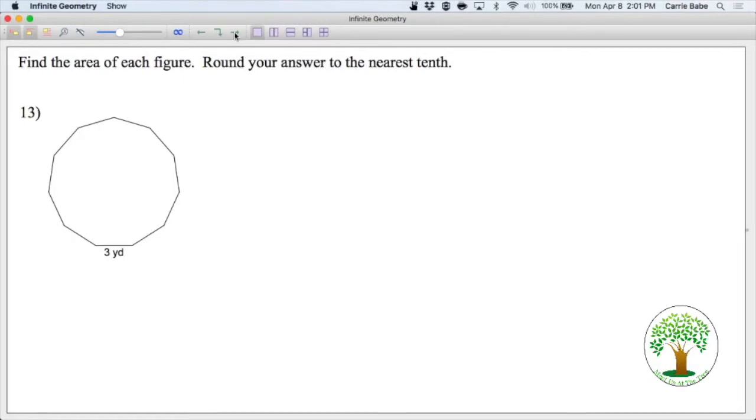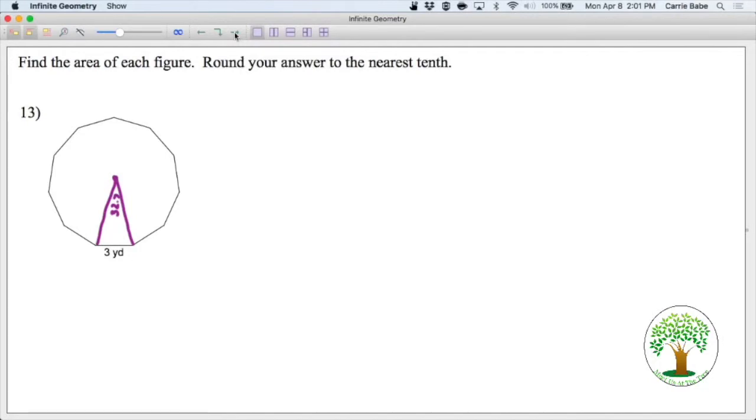All right. So I am going to put a dot in the center and then make a triangle. Will that be an equilateral triangle? No. So you can't just find the area of one of them and then multiply by 11. What is the angle measure of that one? 360 divided by 11, because that's how many there would be if I did them all. 360 divided by 11 is 32.7.